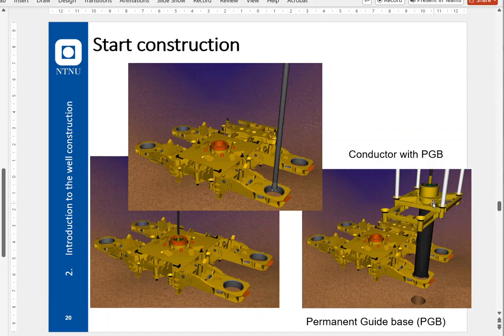So we see down in this corner, to the right, how the permanent guide base is sitting with a 20-inch as it is lowered down into the guide of the manifold or subsea structure.